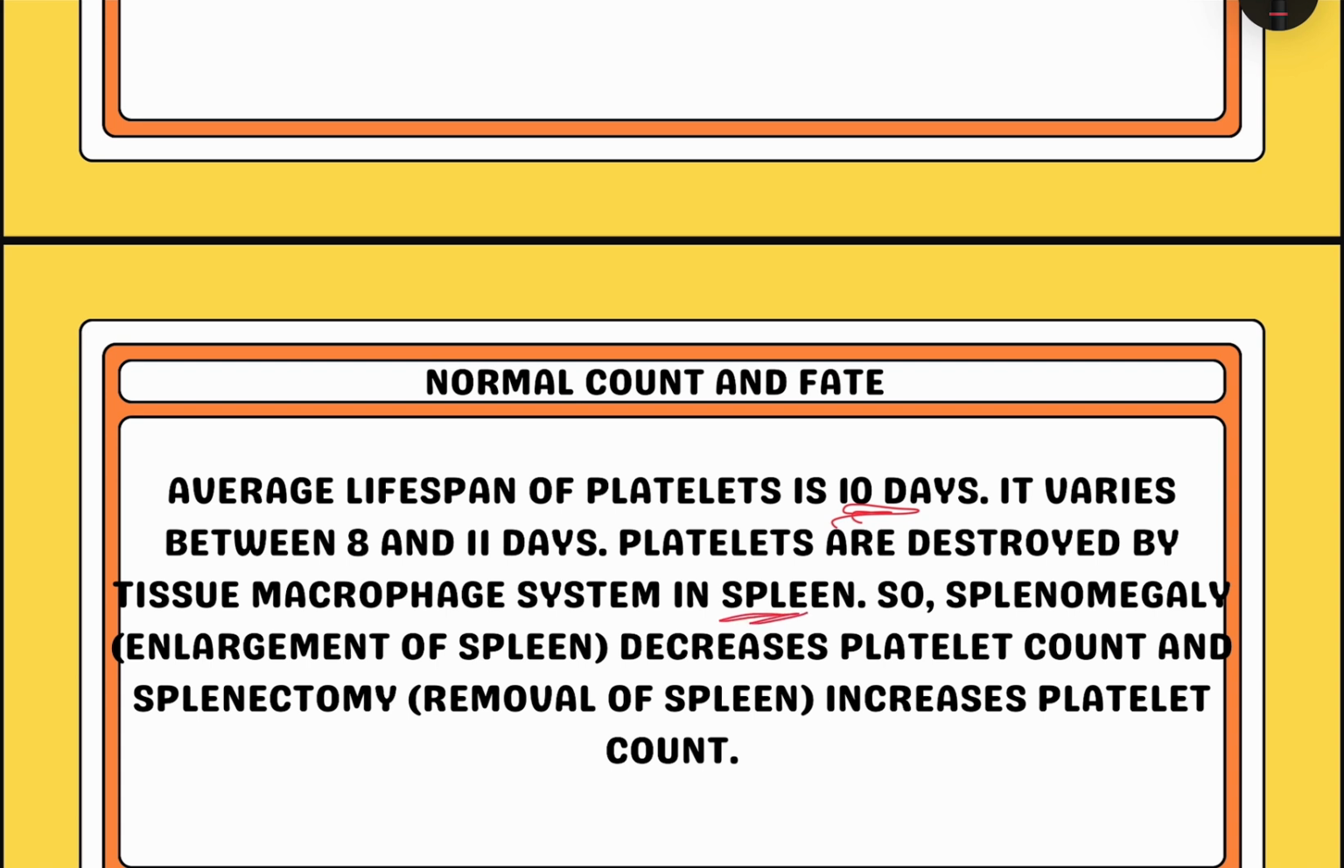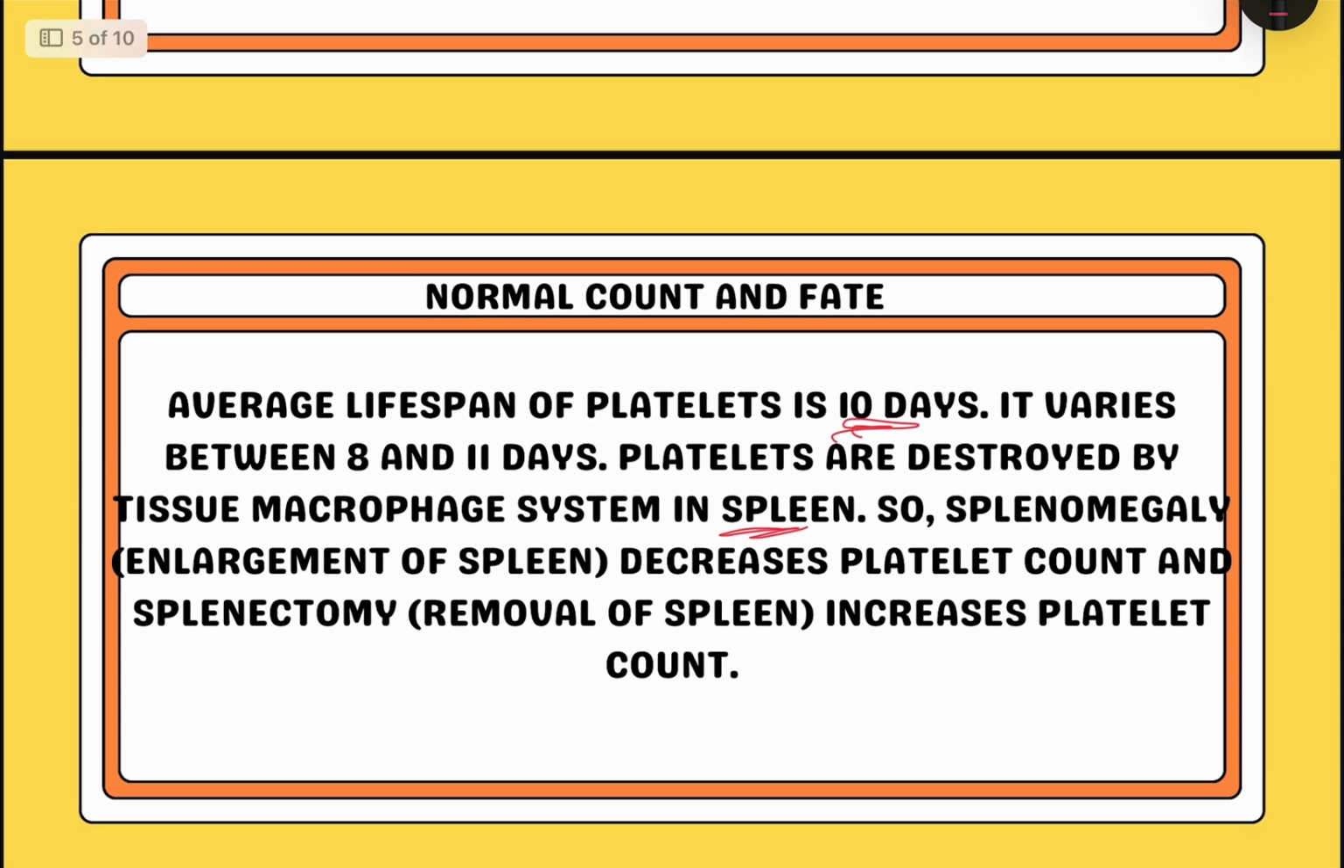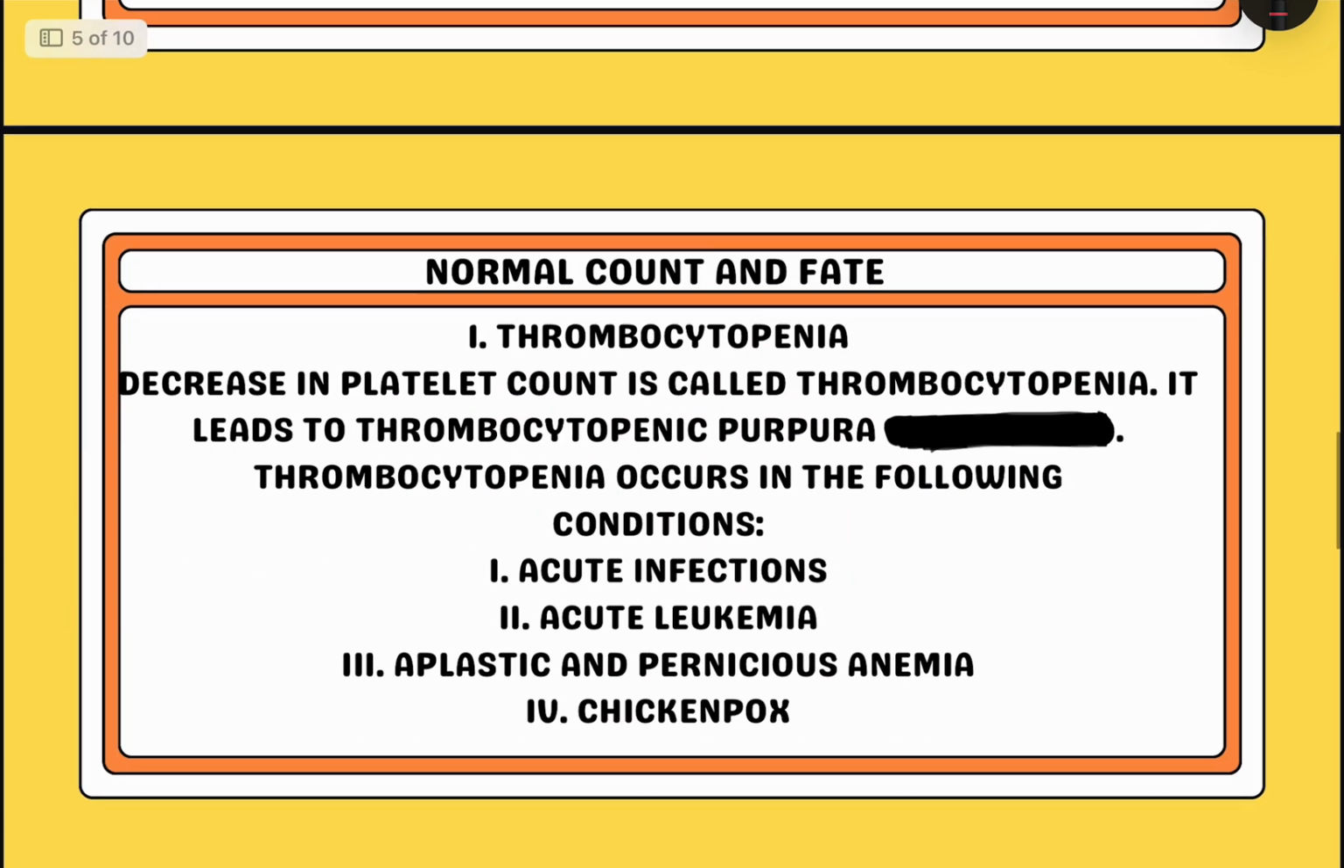So splenomegaly. What does splenomegaly mean? It is an enlargement of the spleen. It decreases platelet count, obviously. If the spleen increases in size, more platelets get destroyed, and as a result the total count of platelets will decrease. And splenectomy, that is removal of the spleen, increases the platelet count.